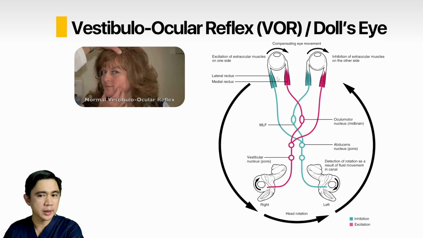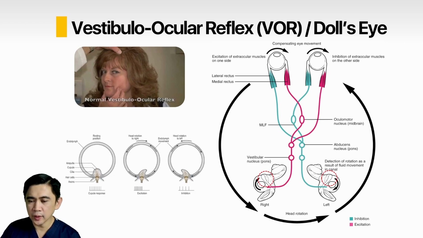So turning the head on one side, the eyes will also make a compensating eye movement. And this is the Bell's eye. Again, if you can take a look here, these are the cupula. This will be stimulated in one and inhibited on the other. Now we see here, this is an example of a Bell's eye, but not on one side. It's bobbing the head up and down. You see there is also a compensatory eye movement.